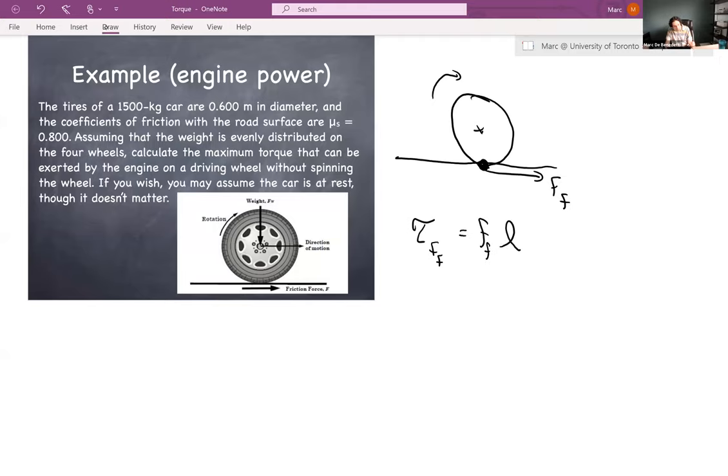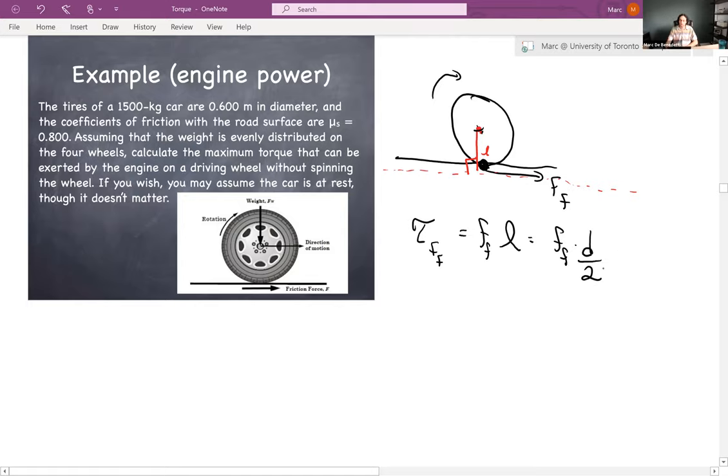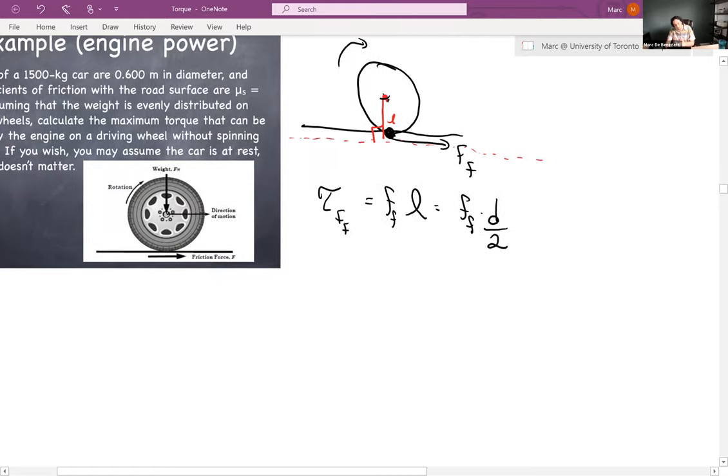Okay, so let's draw our lever arm. Here's the axis of rotation. Here's the line of action of the force. Let's connect the axis of rotation to the line of action of the force, such that they intersect at a 90 degree angle. You can see in this case that this distance is simply the radius of the tire. So this is going to be force of friction times the radius, or I'm going to say the diameter over 2 of the tire. Now, what is the force of friction?